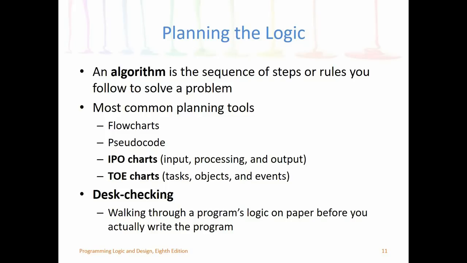Plan the logic. An algorithm is the sequence of steps or rules you follow to solve a problem. The most common planning tools are the flowchart, the pseudocode, the IPO, which is input, processing and output, and the TOE, which is task, object, and event. Then we have desk checking, which is walking through a program's logic on paper before you actually write the program. The pseudocode is one of the most important things. You are going to learn how to do flowcharts and pseudocode in this course.